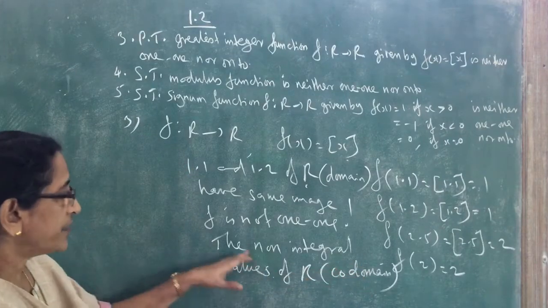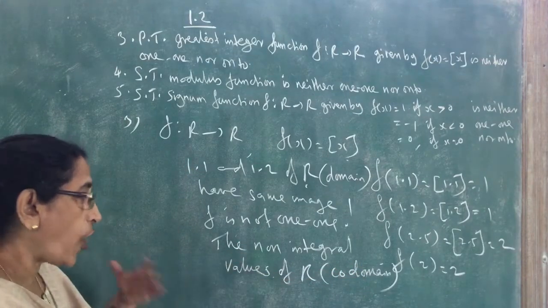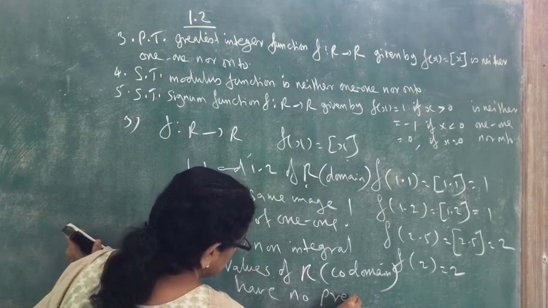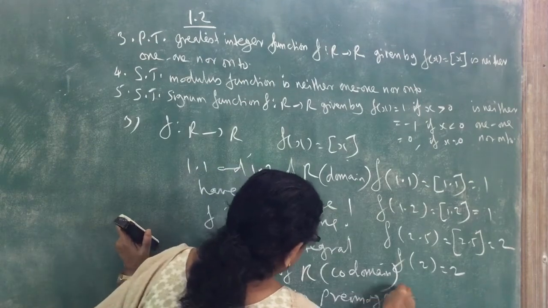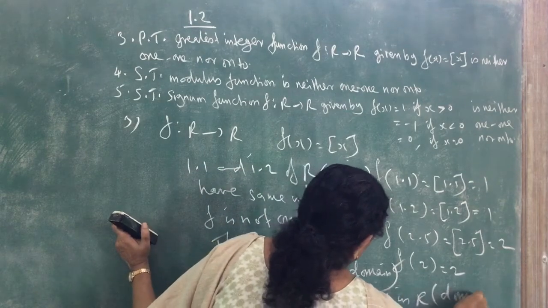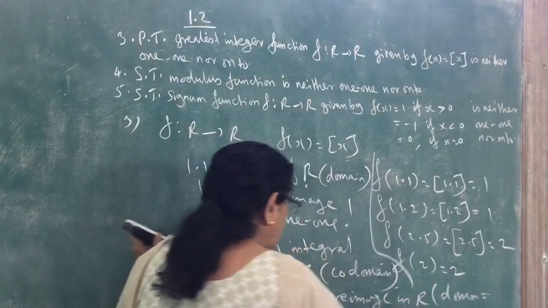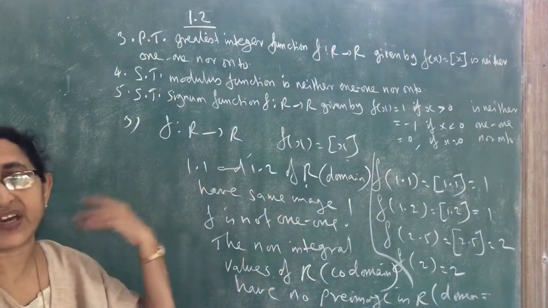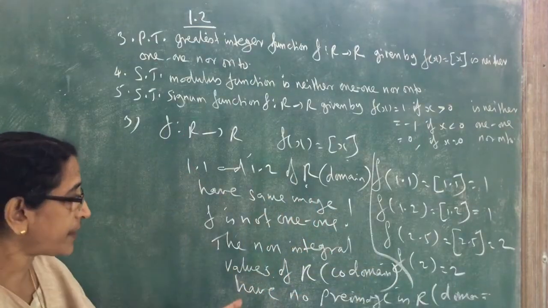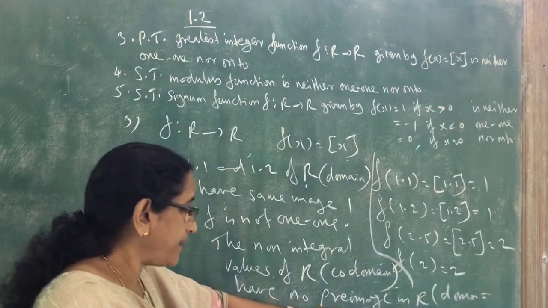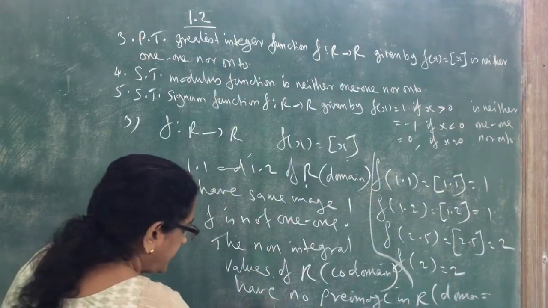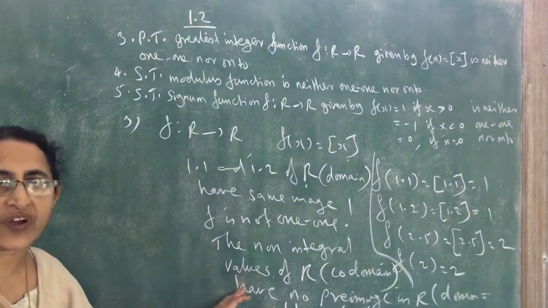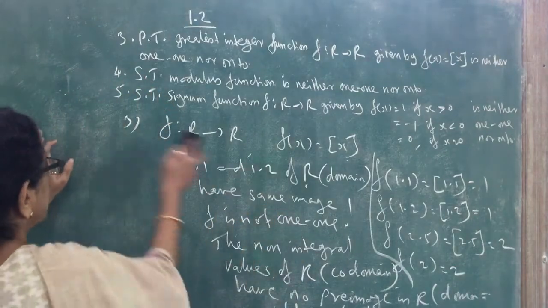The non-integral values of R, the codomain, have no preimage in R, the domain. So the non-integral values of the codomain have no preimage. Only integers have the preimage. Non-integral means non-integers. Therefore, it is not onto. So we prove it is not one-one, not onto. Now fourth question.